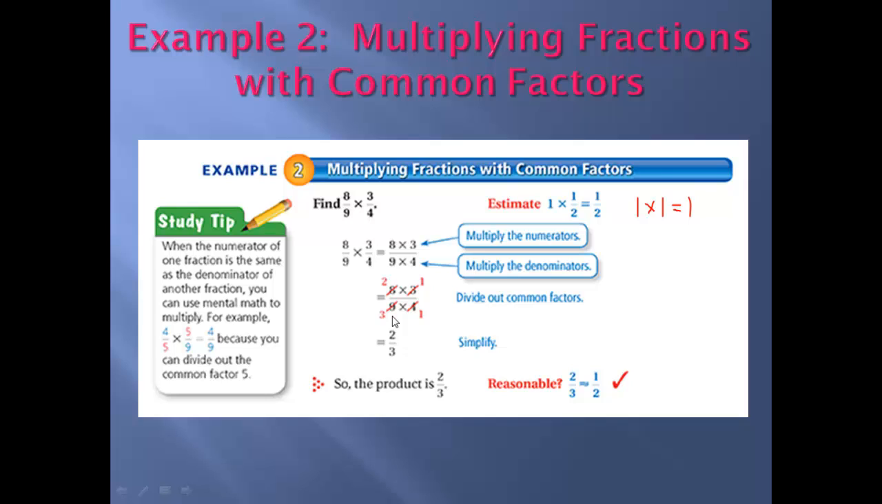Now that we have simplified, we can multiply. On the top, we have 2 times 1, which is going to be 2, and on the bottom, we have 3 times 1, which is 3. So our answer is 2/3. We can then check and see if this is reasonable, and 2/3 is approximately 1/2, and it is in between 1/2 and 1, so we know our answer is reasonable.